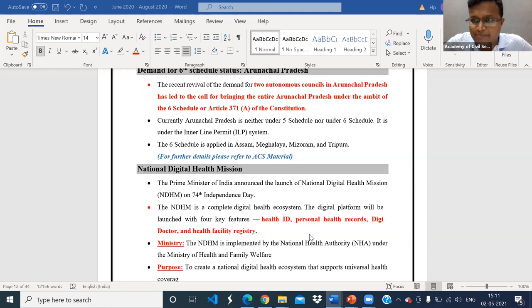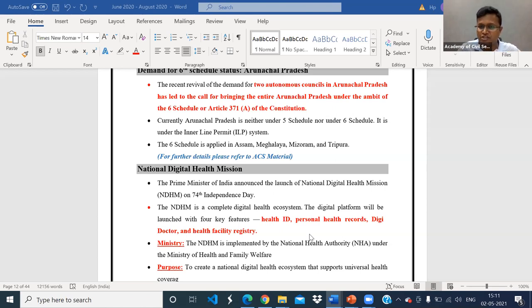Yes, because doctors sometimes reach a conclusion by looking into the past records of the patient. Sometimes I forget I had a disease in 2015-16, but the National Digital Health Mission will have the records. This is the aim of the National Digital Health Mission.